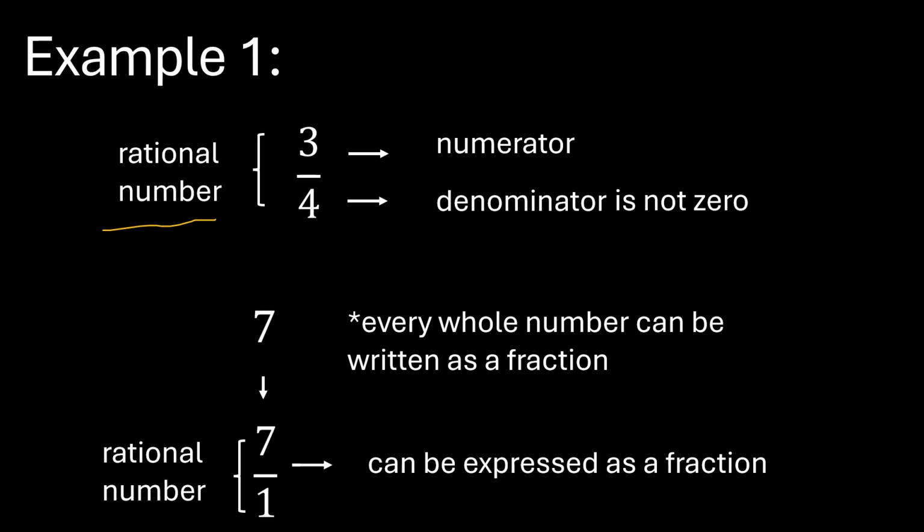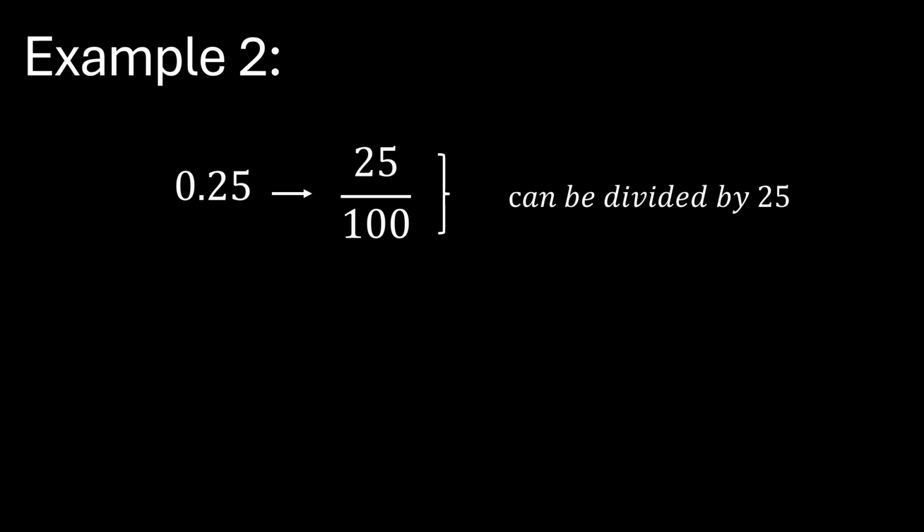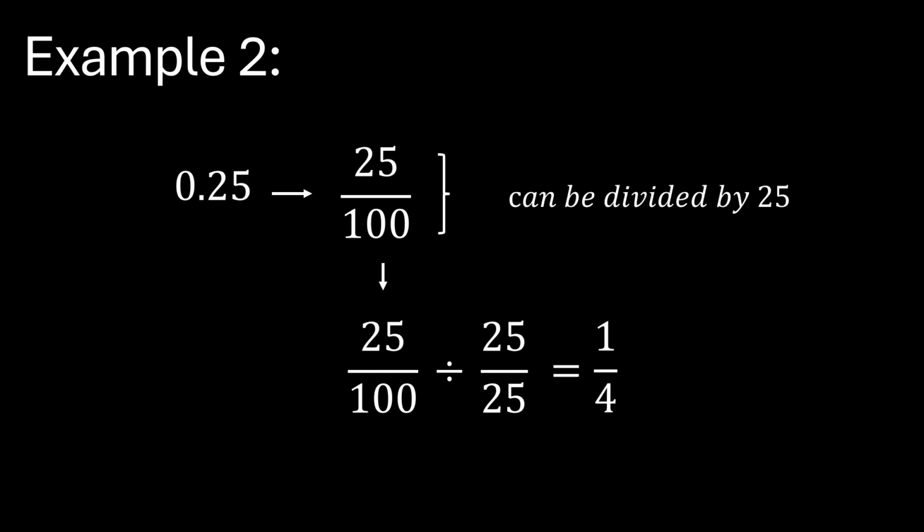Now let's look at 0.25. Can a decimal be a rational number? Yes, because we can write 0.25 as 25 over 100. If we simplify, both numerator and denominator can be divided by 25. 25 over 100 divided by 25 over 25 equals 1/4. Since it can be written as a fraction, 0.25 is also a rational number.